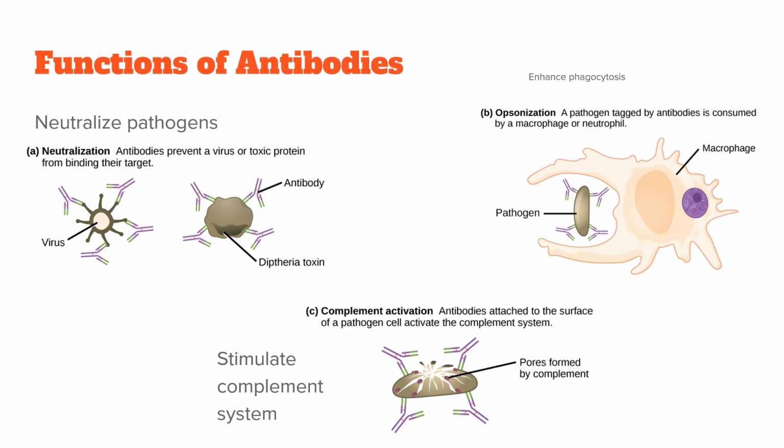Antibodies serve three major functions. First, they neutralize pathogens by blocking their ability to infect cells. Second, they enhance phagocytosis by coating invaders so macrophages can easily recognize and engulf them. Third, they stimulate the complement system, which helps punch holes in pathogens or tag them for destruction. Together, antibodies are versatile tools that defend us in multiple ways.